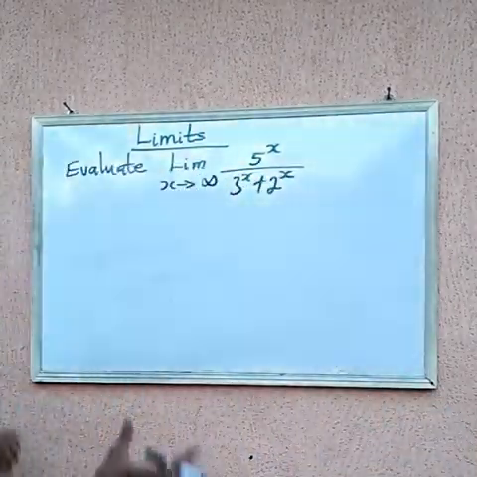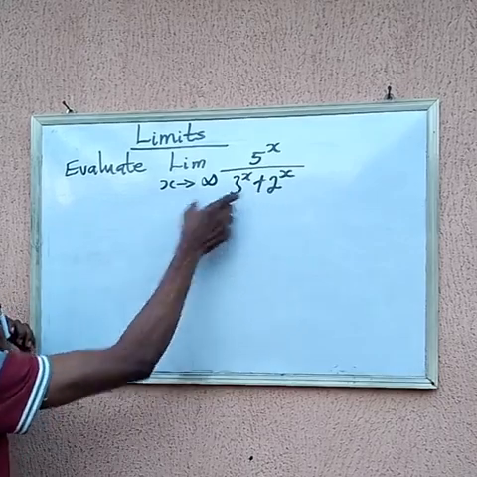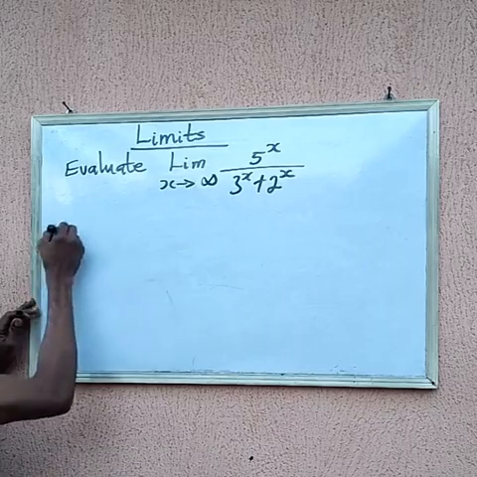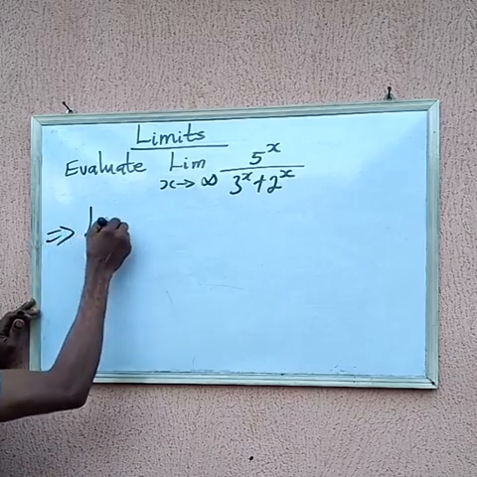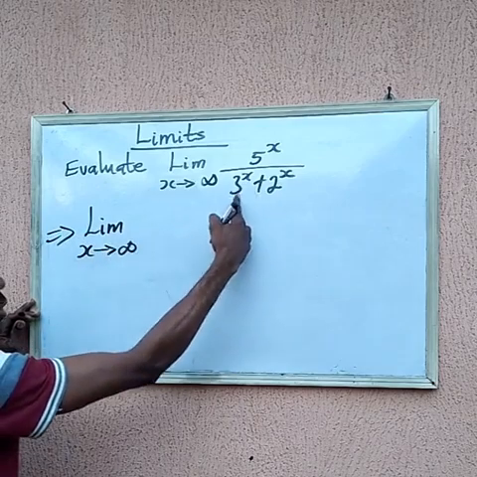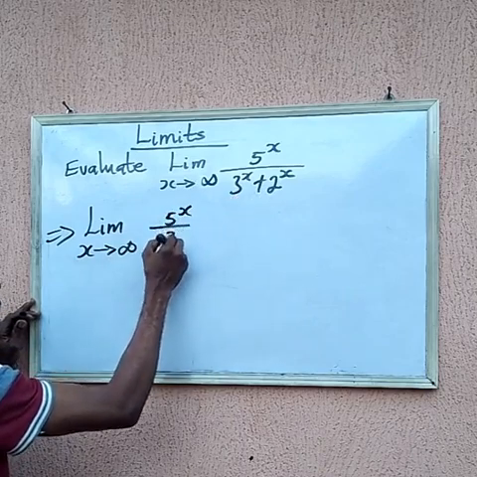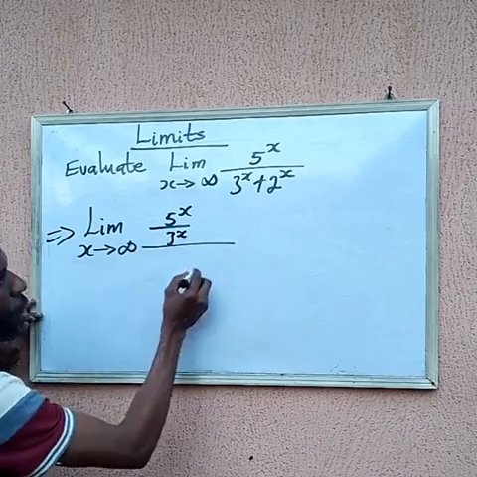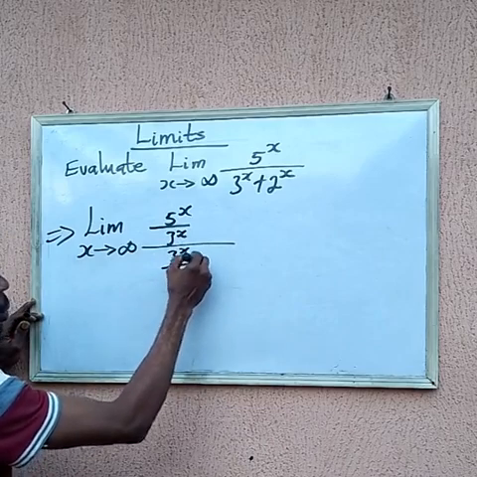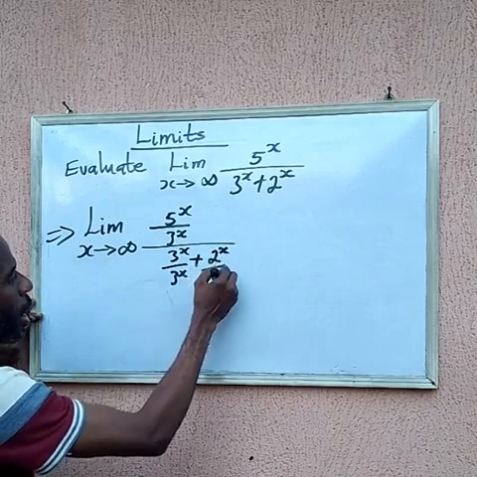So we can start with this denominator. We can take either of these to divide each term, both numerator and denominator. So what does that mean? This will now imply we are going to be having the limit as x tends to infinity. Then divide both sides. Let's take this 3 now. We have 5 raised to the power x all over 3 raised to the power x, and that is the numerator. We also say 3 raised to the power x all over 3 raised to the power x, then plus 2 raised to the power x all over 3 raised to the power x.